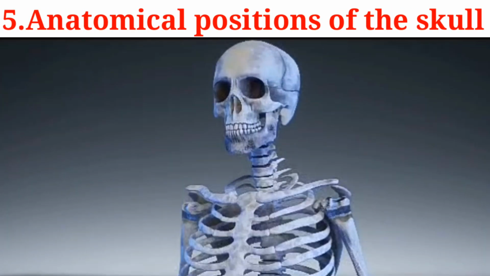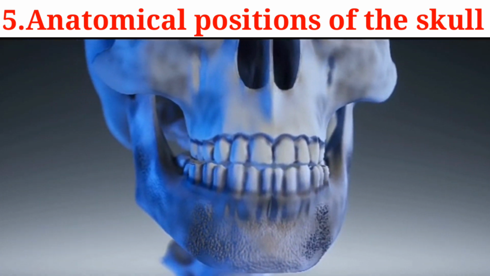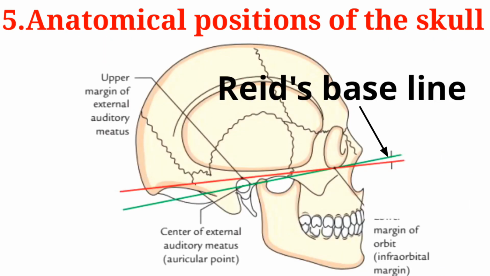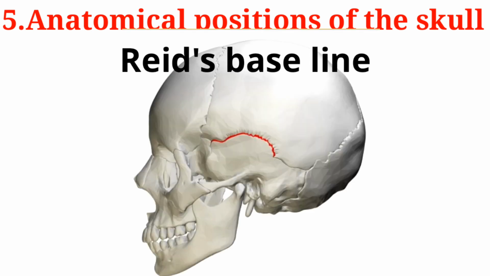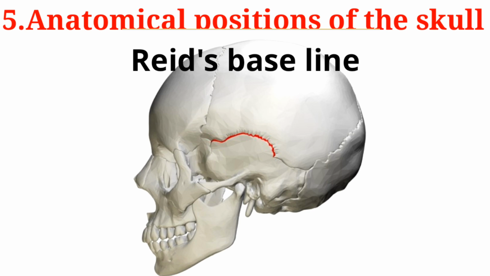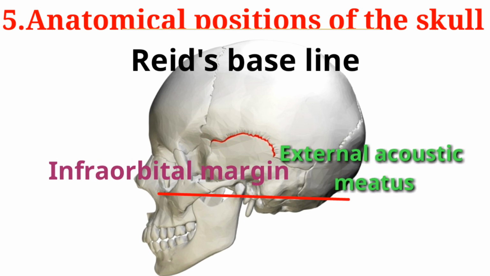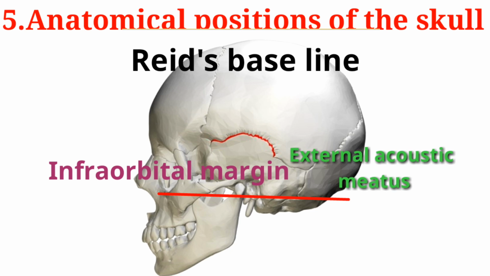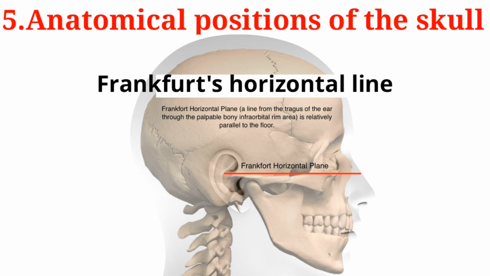Anatomical positions of the skull. There are 2 planes to consider when it comes to orientation of the skull. These are the Reid's base line and Frankfurt's horizontal line. The Reid's base line is a horizontal line joining the infraorbital margin to the center of the external acoustic meatus, that is the auricular point. Whereas the Frankfurt's horizontal line is obtained by joining the infraorbital margin to the upper part of the external acoustic meatus.